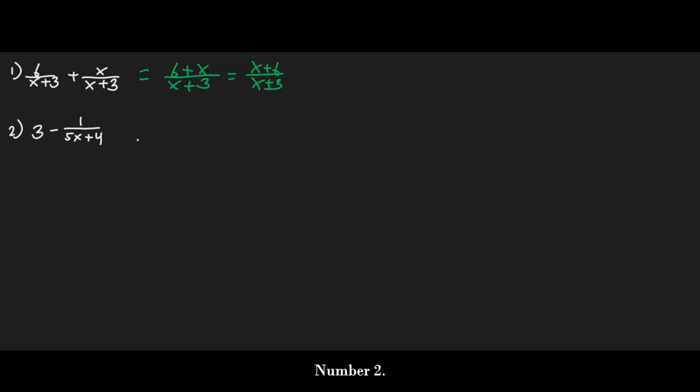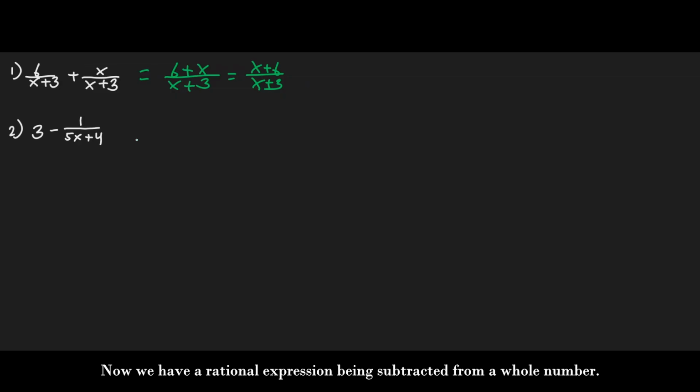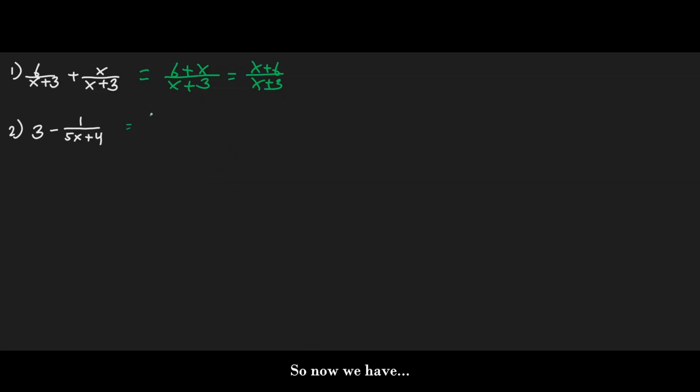Number 2, 3 minus 1 divided by 5x plus 4. Now we have a rational expression being subtracted from a whole number. For subtraction, the rules are the same as addition. Remember, subtraction is simply addition with negatives. Our first step is to visualize 3 as a rational number. That is 3 over 1. So we have 3 over 1 minus 1 divided by 5x plus 4.